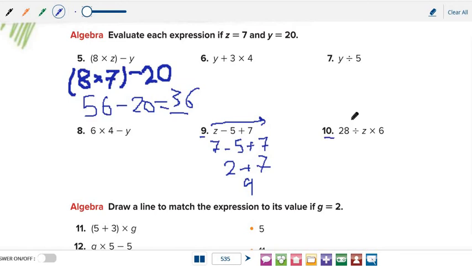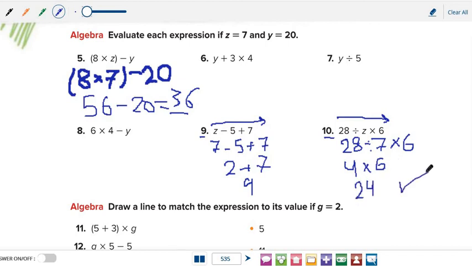In question number 10, we have division and multiplication operations. We don't have plus or minus. So we have to start from left to right. So 28 divided by z. Now we will replace z with 7. So 28 divided by 7 times 6. 28 divided by 7 equals 4. Excellent, grade 3. Now 4 times 6 equals 24.